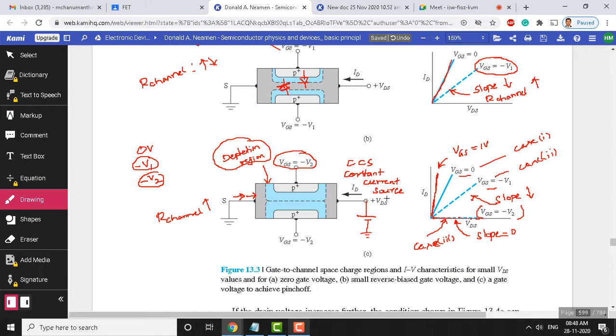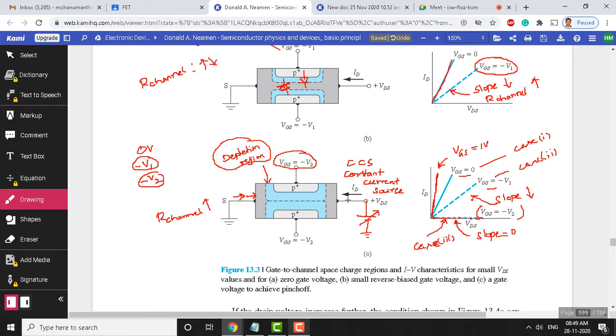even if you vary this VDS, this drain current is not going to increase because the entire channel is filled by this depletion region. So current becomes almost constant. The rate of electron movement from source to drain becomes constant. Increasing VDS further, beyond a large value, doesn't make any difference to the drain current. So drain current becomes almost constant. Therefore, this situation can be called a constant current source.